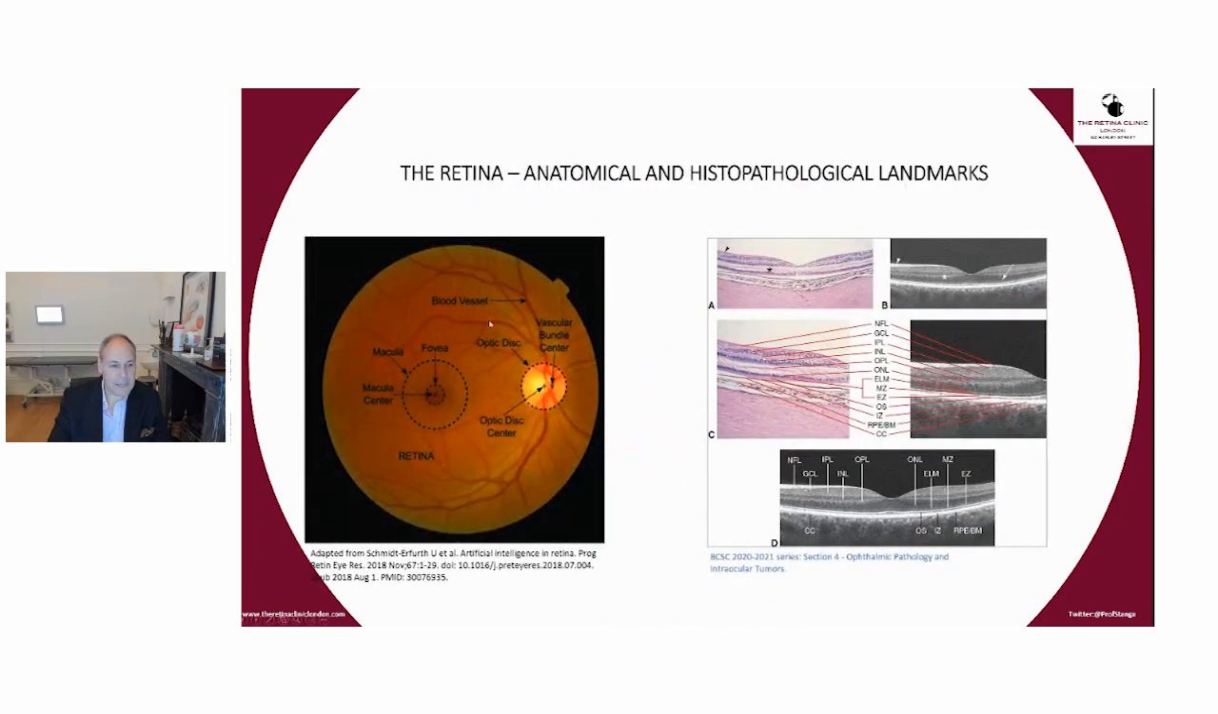This is a diagram showing the optic nerve, which measures 1.5 millimeters, and the macula. The center of the macula is the fovea. These are some histopathological and OCT scans showing the normal foveal depression.